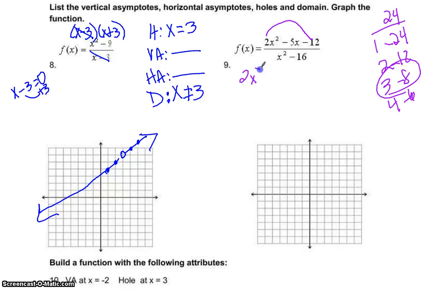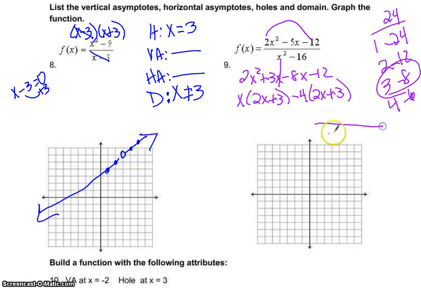So you have 2x squared plus 3x minus 8x minus 12. Cut it in half. You're going to pull an x out, and it leaves you 2x plus 3 minus, they have a 4 in common, and it leaves you 2x plus 3. So the bottom is x minus 4 and 2x plus 3. I'm sorry, that's actually on the top. So the top is x minus 4 and 2x plus 3.